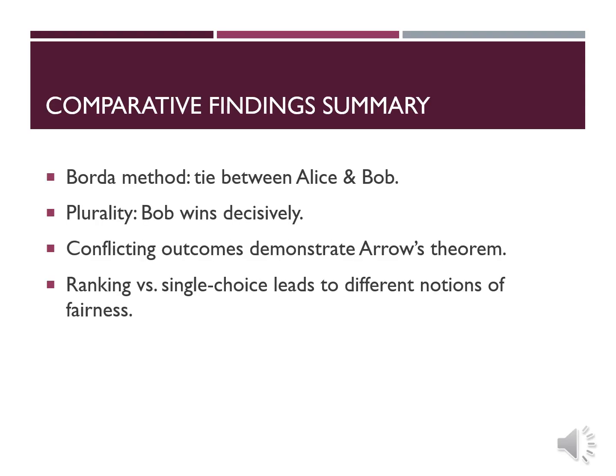Comparative findings summary. Different voting methods give different results. The Borda method, which uses rankings, showed a tie between Alice and Bob. The plurality method, which uses only first choice votes, made Bob the clear winner. These conflicting results show that no voting system is perfect. This reflects Arrow's impossibility theorem. Finally, the methods show that fairness in voting depends on whether we use ranking or a single choice, which can change the outcome.